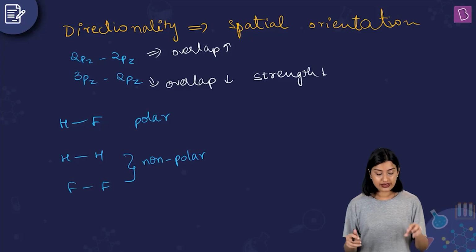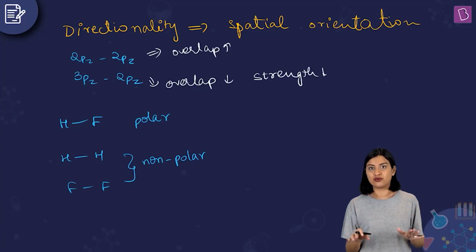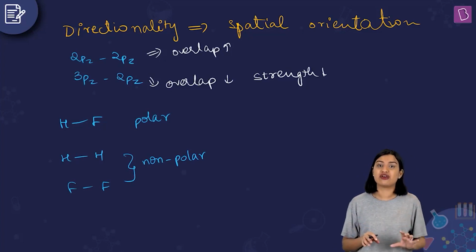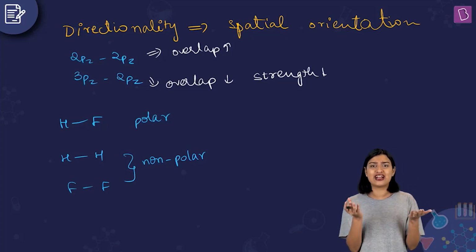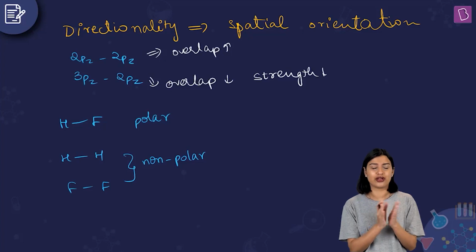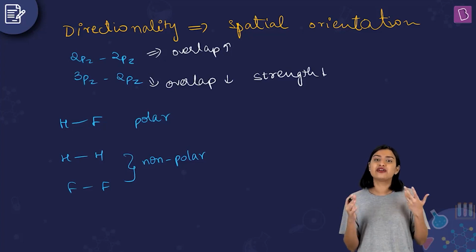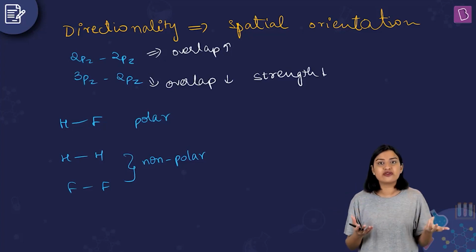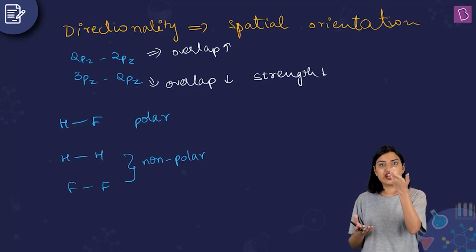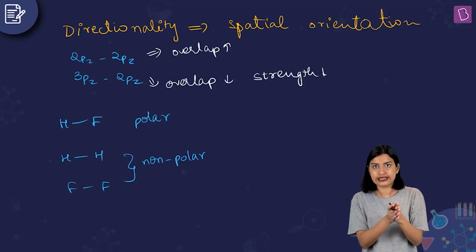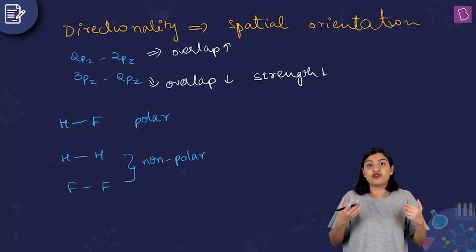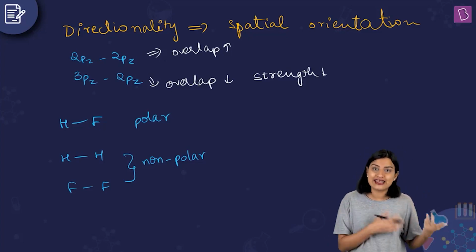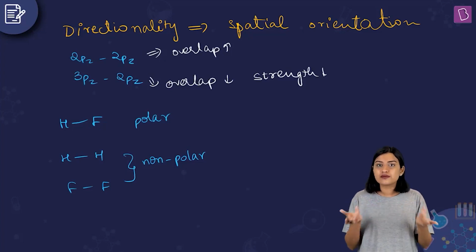Why? Because you have a homodiatomic molecule. In case of H2, in case of F2, you have two hydrogen atoms or two fluorine atoms making a bond. So why will there be a difference in electronegativity? There will be no difference in electronegativity. So the shared pair will be in the center. They will not be pulled towards any one hydrogen or any one fluorine more strongly than the other. So in that case, it becomes a non-polar bond.